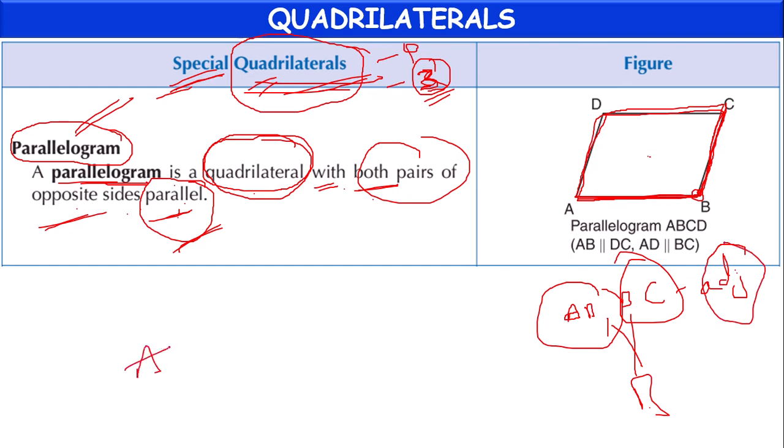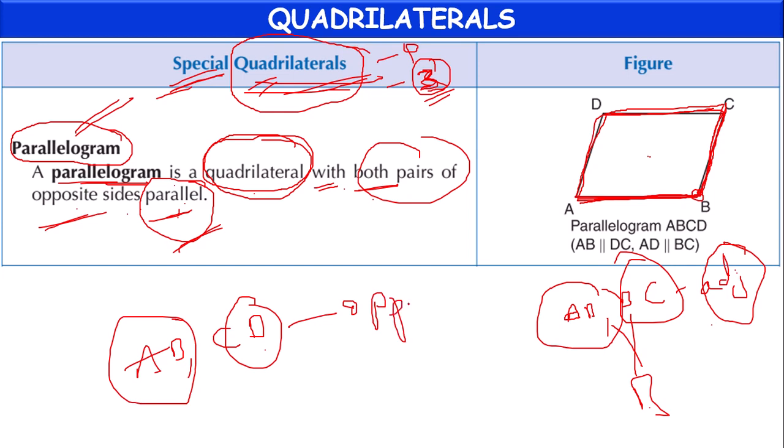Then what about AB and CD? AB and CD, they don't have any common endpoint. So they are not adjacent. They are said to be opposite sides. The sides which are not adjacent are said to be opposite sides. So here AB and CD are opposite sides.